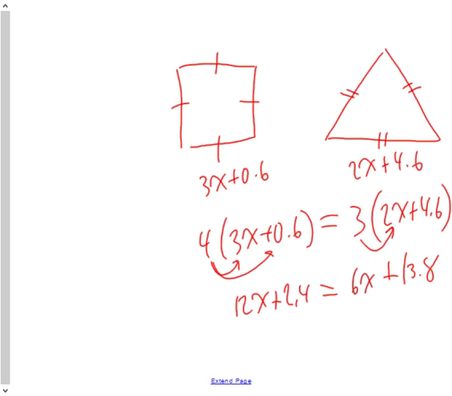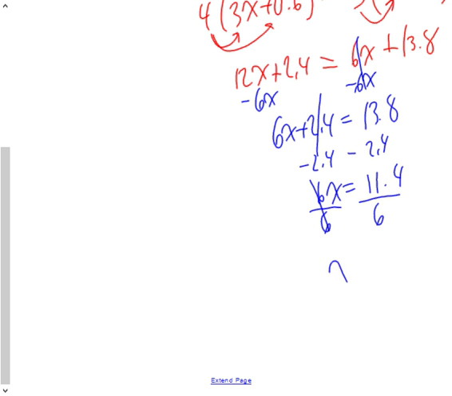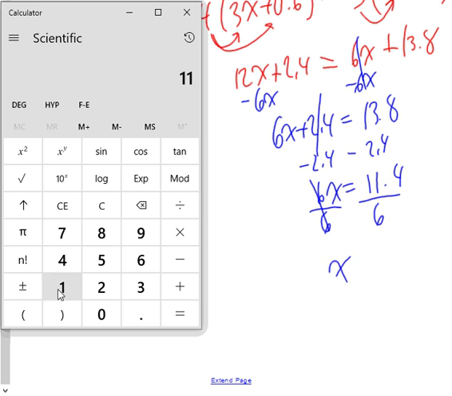So according to the rule, these sides are both equal. And if that's true, I'm going to subtract 6x from both sides. And this will become a 6x plus 2.4, and this will become 13.8. I'm going to subtract 2.4 from both sides. 6x equals 11, yeah, that's 11.4. Divide both sides by 6. Am I wrong so far? Did I make a mistake? We're good? And x will equal whatever 11.4 divided by 6 is. 11.4 divided by 6 is 1.9.